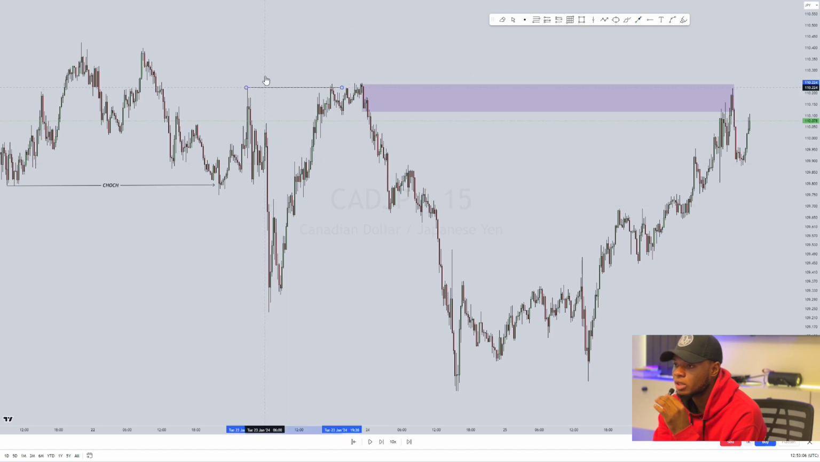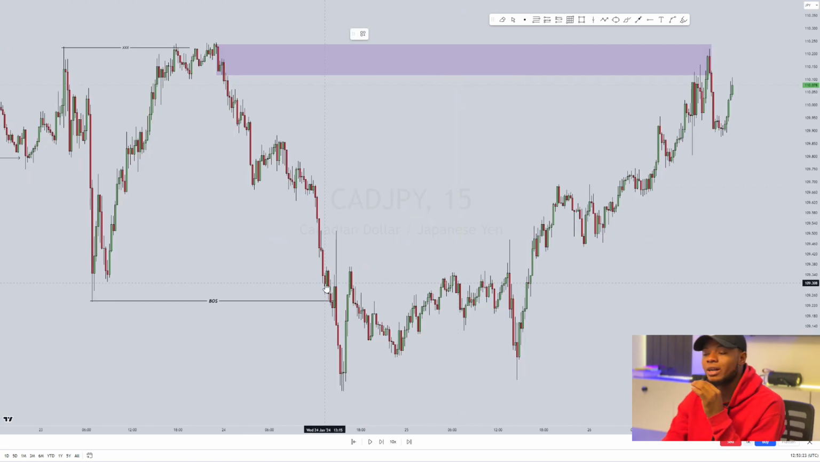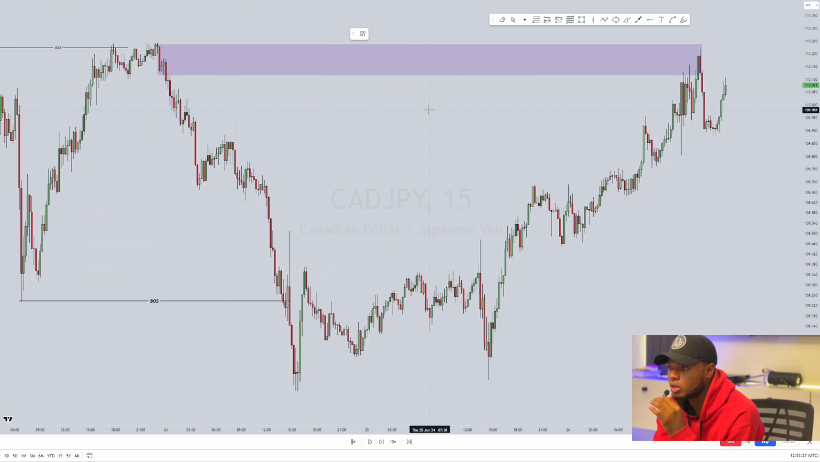Now, this is actually a grab of liquidity right here. Okay, so as price grabbed liquidity, we went to the downside, and we have this to be a break of structure. As this is a break of structure right here, a valid one simply because price closed below. Now, the next thing I'm expecting is for price to take out inducement. When price takes out inducement, I'll look for the extreme order block to sell from.